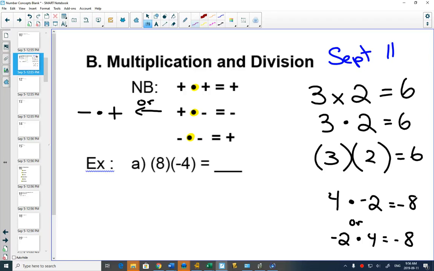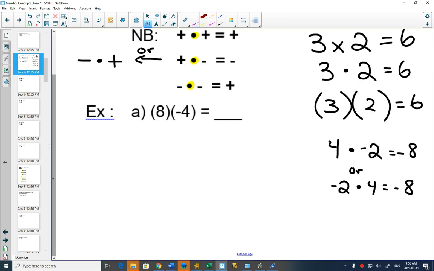Now, if we think about what multiplication means, this is going to make sense. And we'll talk a little bit about it when we do 8 times negative 4. And finally, if you have a negative number times a negative number, it's equal to a positive number. So I'll add one more example. Negative 3 times negative 3 would equal positive 9.